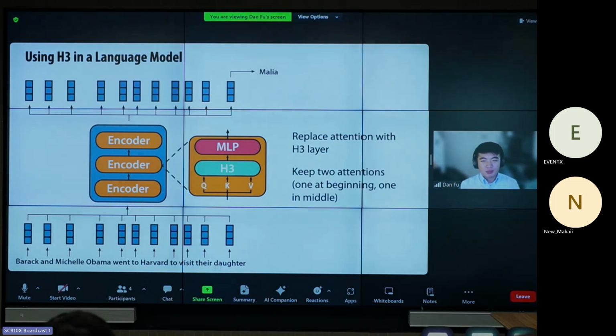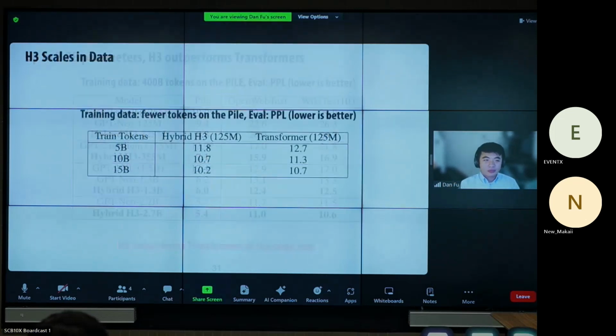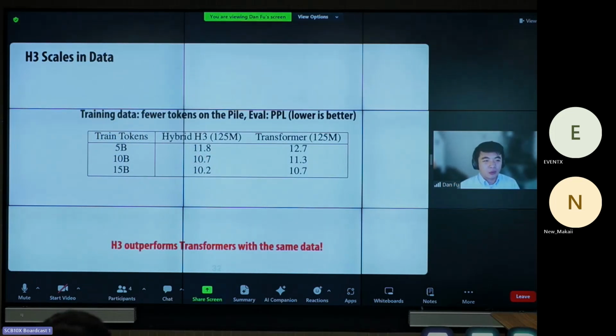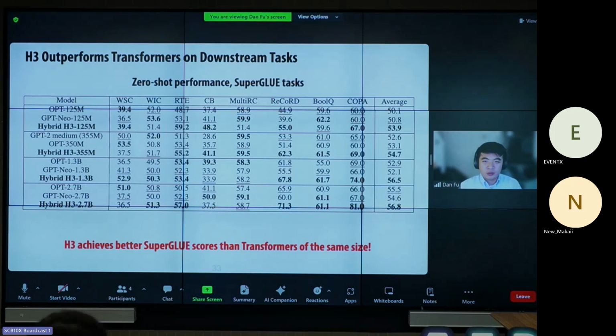What we did is we replaced most of the attention layers with H3 layers and then we kept two attention layers. Starting to scale these hybrid architectures up, to 3 billion parameters, we found that these hybrid H3 models could outperform transformers of the same size and complexity. We found in initial scaling experiments that they could also outperform transformers when training on the same amount of data. In downstream evaluations like SuperGLUE, we found that, again, these hybrid H3 models could achieve better SuperGLUE scores on average than transformers.